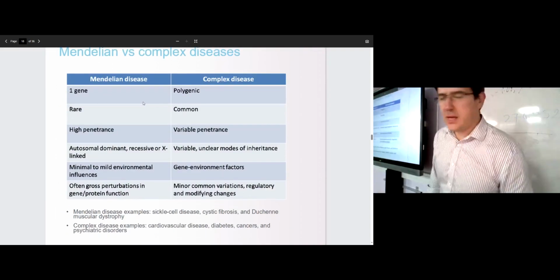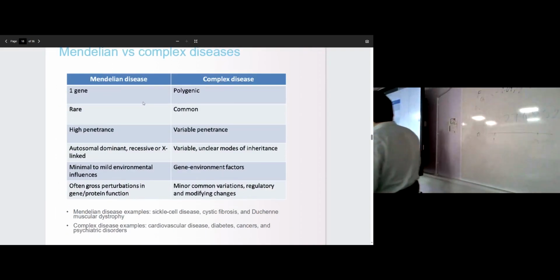So here I've made the distinction between Mendelian disease and complex diseases. All of the diseases that involve more than one gene, we call complex diseases or polygenic. Mendelian diseases are rare, whereas complex diseases are common. Most people die of those. Mendelian diseases are highly penetrant.